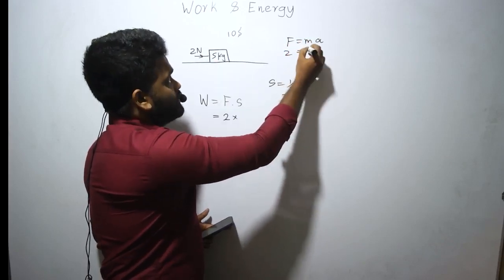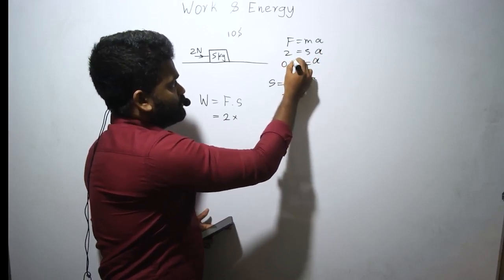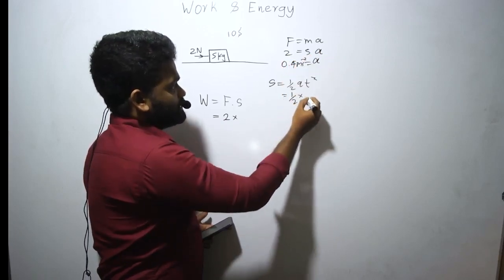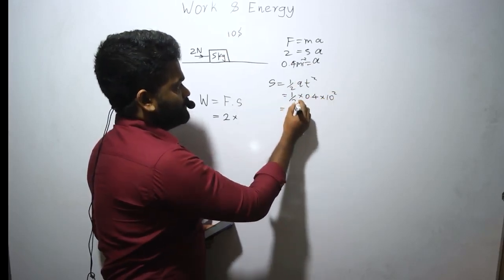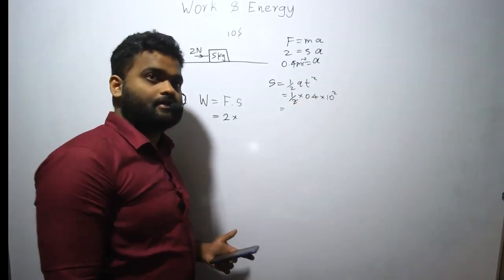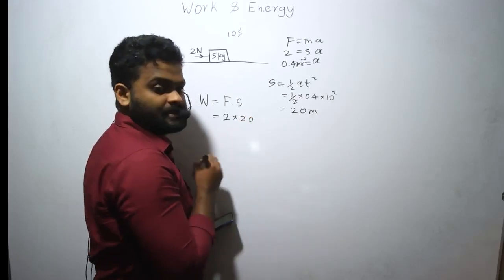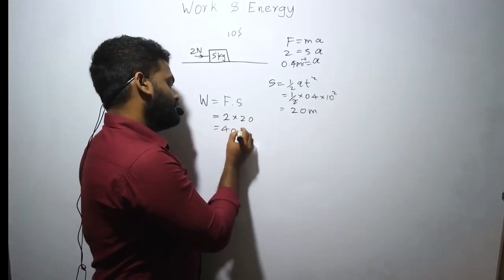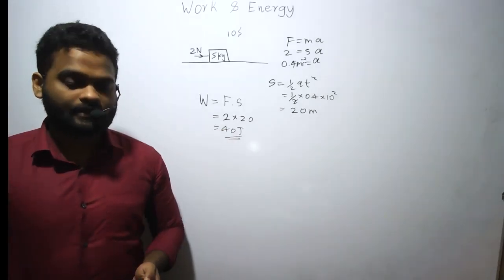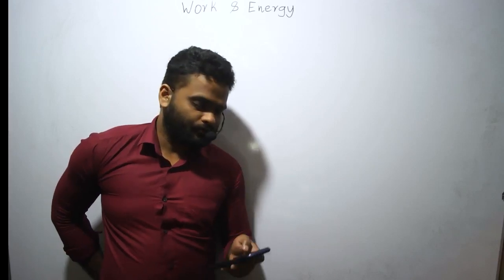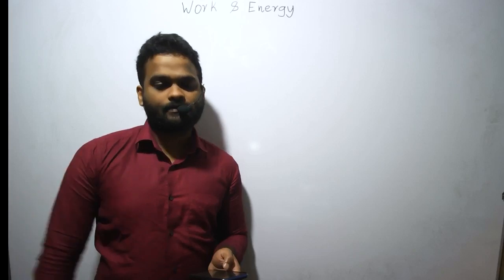Force is 2, mass 5, a. So a is 2 over 5, which means 0.4 meters per square second. Then t is 10, squared. 0.2 times 100, 20, right? 20 meters. Then you can substitute it here. Then the work is 40 joule, right? So it should be the fourth answer. Work is 40 joule. Second question. Work done when a 50 kilogram mass is held 2 meters above the ground, right?